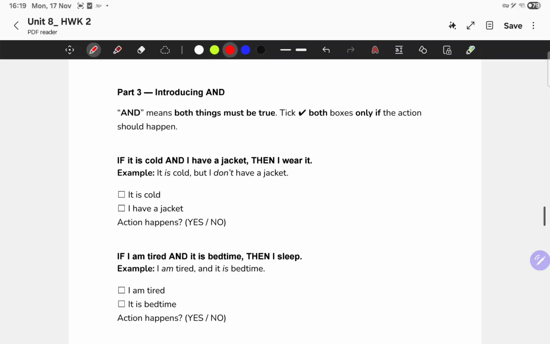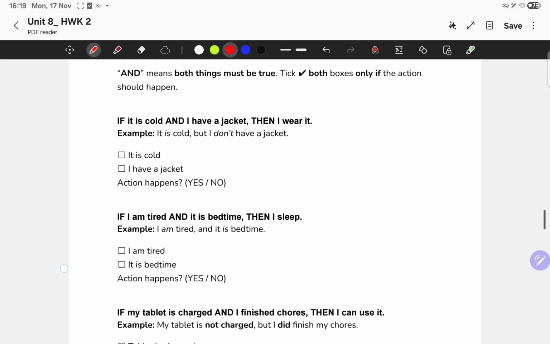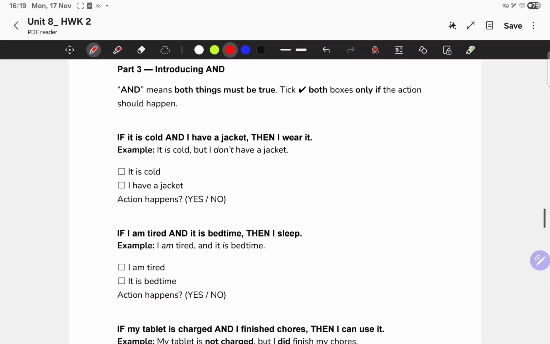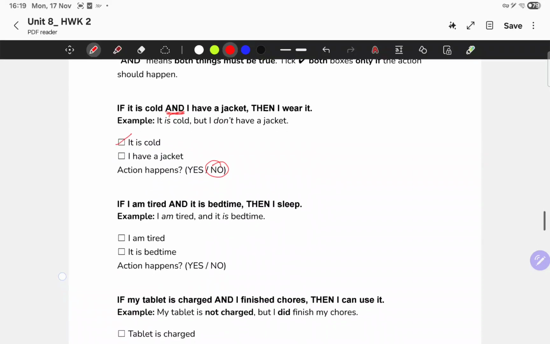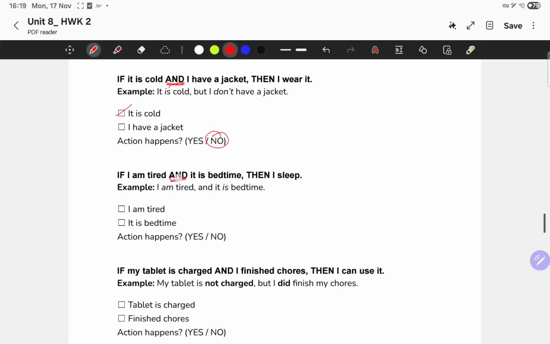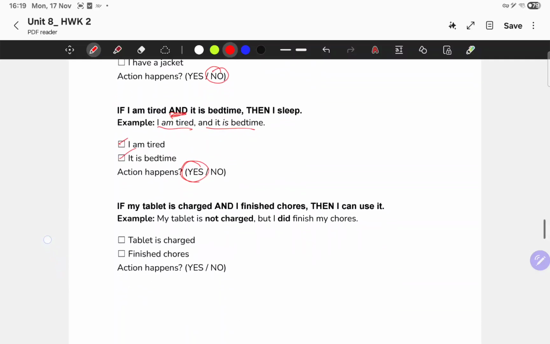So, the next thing. Here's an example of and. So, if it is cold and I have a jacket, then I wear it. Okay, so it is cold, but I don't have a jacket. So does the action happen? No, it doesn't. And means both things need to be true. If I am tired and it's bedtime, then I sleep. So I'm tired and it's bedtime, which means both of these are true, which means this happens.